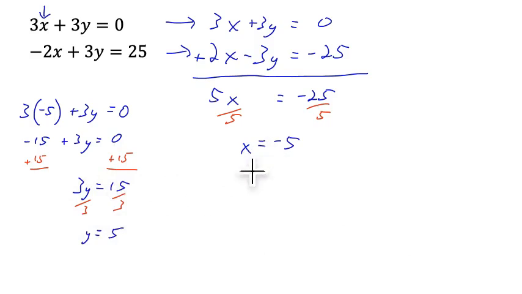So I have x equals -5 and y equals 5. Let's write those answers next to each other so it looks nice. You could also write them as a coordinate pair. And we have the solution to our system of equations.